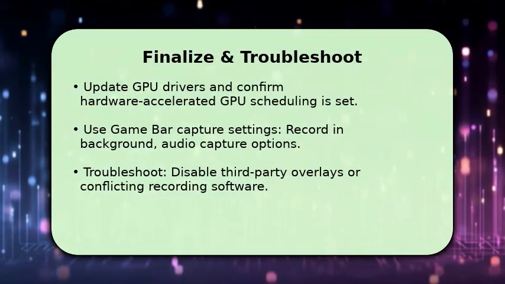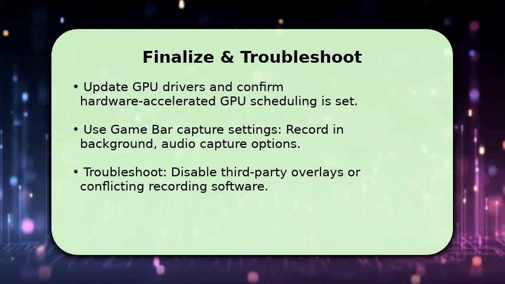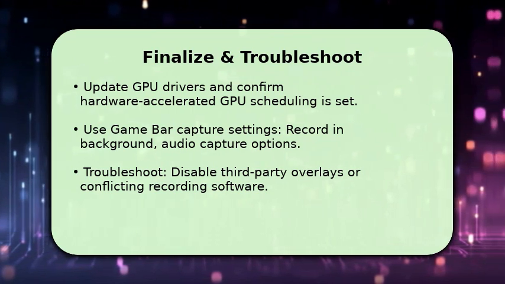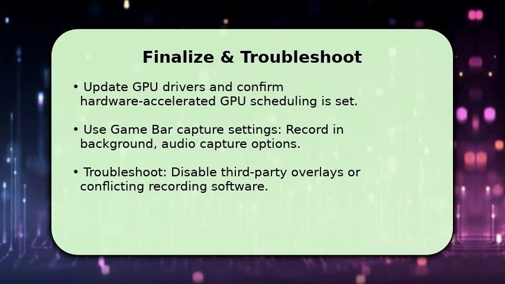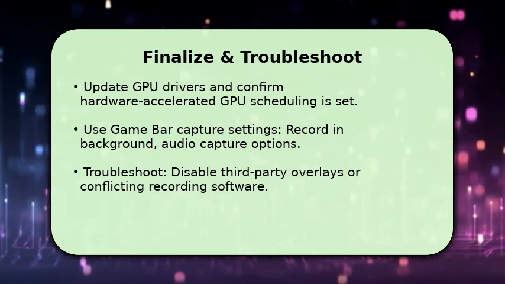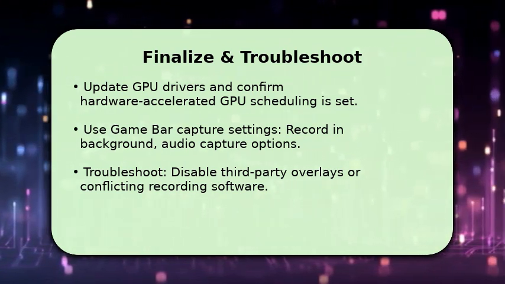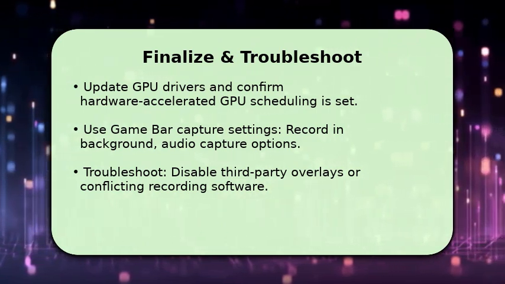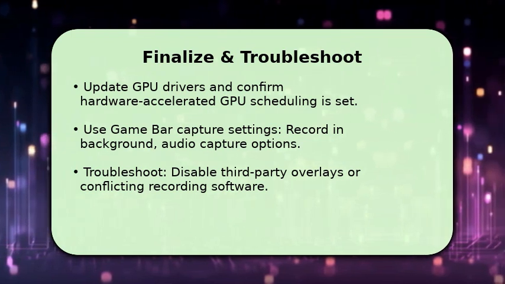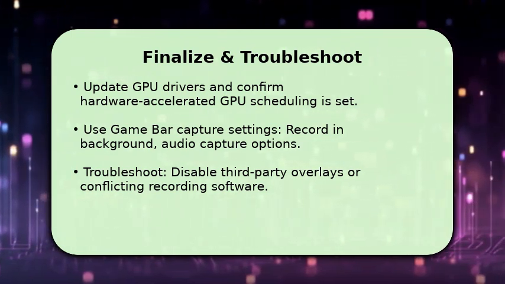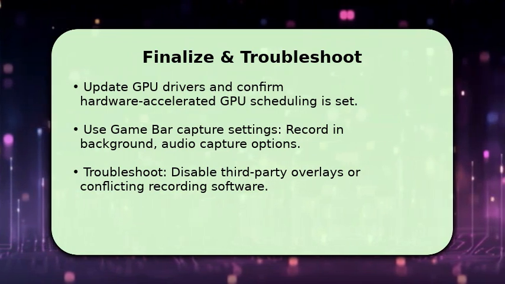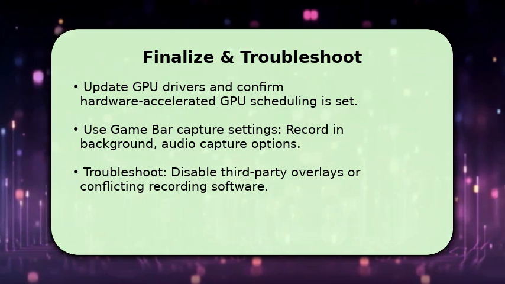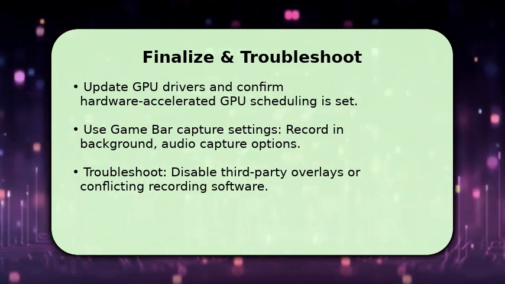Update GPU drivers and enable hardware-accelerated GPU scheduling if available, because encoding relies on proper driver support. Then open Game Bar settings and enable background recording or adjust audio capture sources so clips record correctly. If capture remains grayed out, disable third-party overlays or recording apps like OBS temporarily. They often claim exclusive access to encoders. If problems persist, run Windows Store Apps Troubleshooter and reboot. That usually resolves lingering permissions or service conflicts.